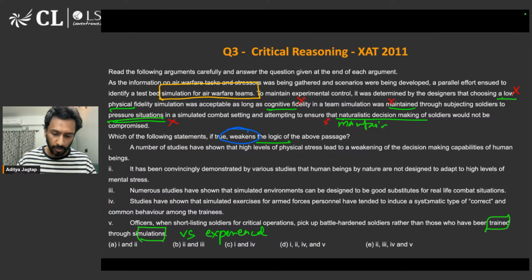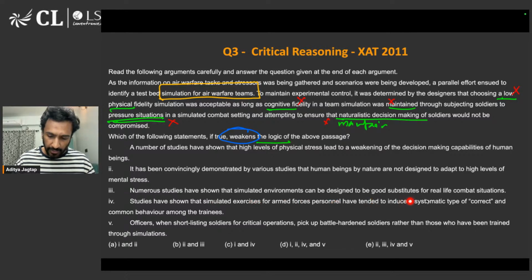Then there's statement 4. Many students end up thinking that statement 4 is actually weakening the author's argument. But if you notice, statement 4 says studies have shown simulated exercises for armed forces personnel have tended to induce a systematic type of correct and common behavior among the trainees. So, exercises for armed forces personnel will induce a systematic type of behavior. Correct?